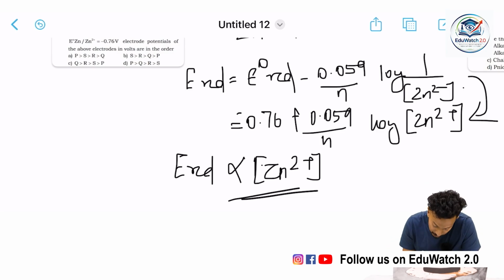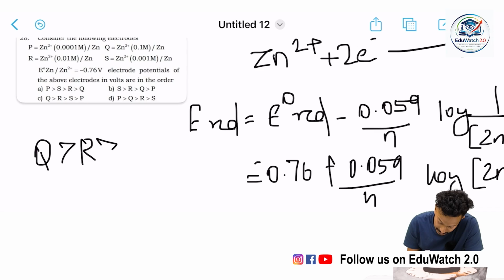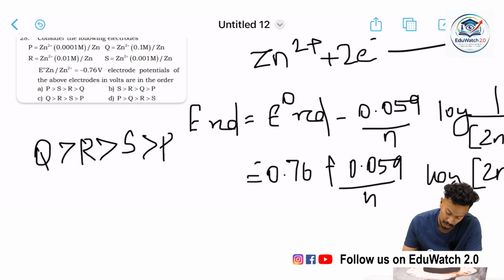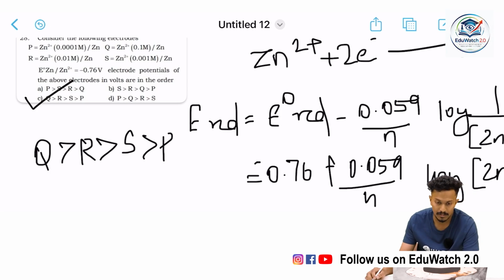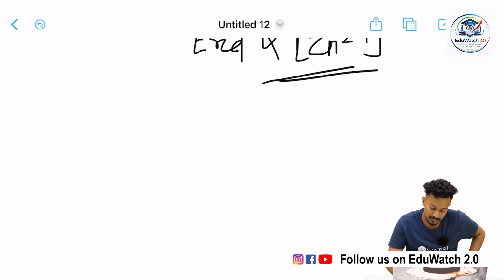For this we have the greatest in Q, then R, then third S, then lastly P. So Q has the highest electrode potential with a 0.1 molar Zn solution, then R with a 0.01 molar solution, then S with a 0.001 molar solution, and P with a 0.0001 molar solution. So the correct option would be option number C, isn't it? Yes. Moving on to the next question.